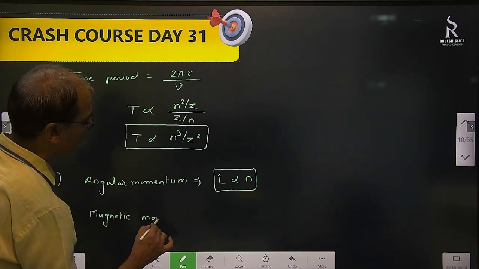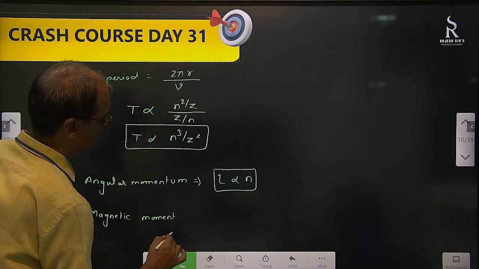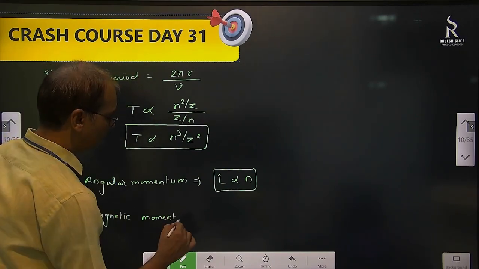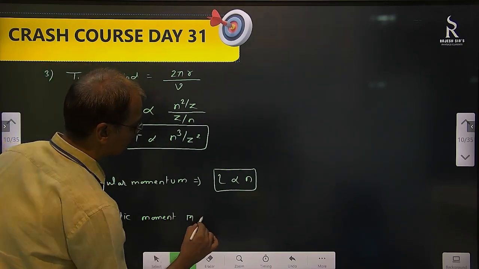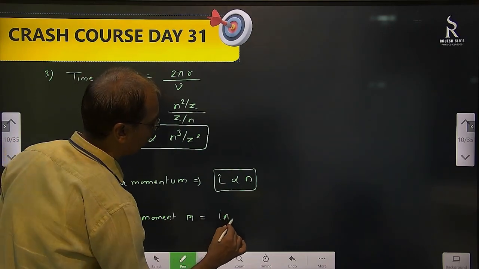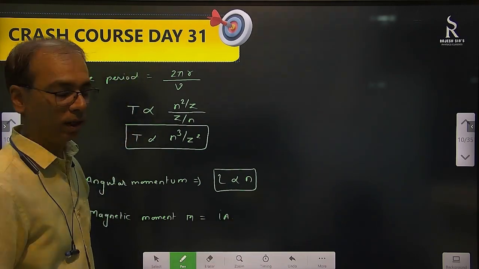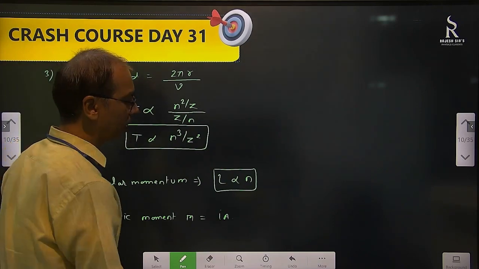Now, magnetic moment is what? I into A. We represent this with capital M. So this is equal to I into A. Now for that I, you should also talk about I. We forgot to talk about I. Fine, no issues.